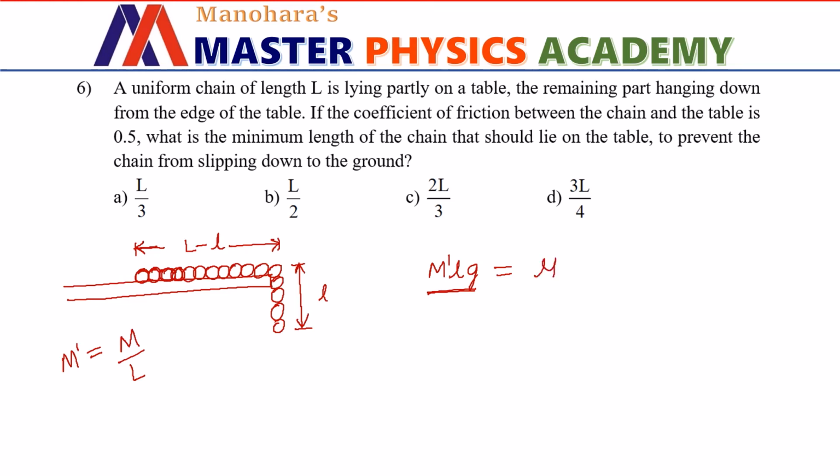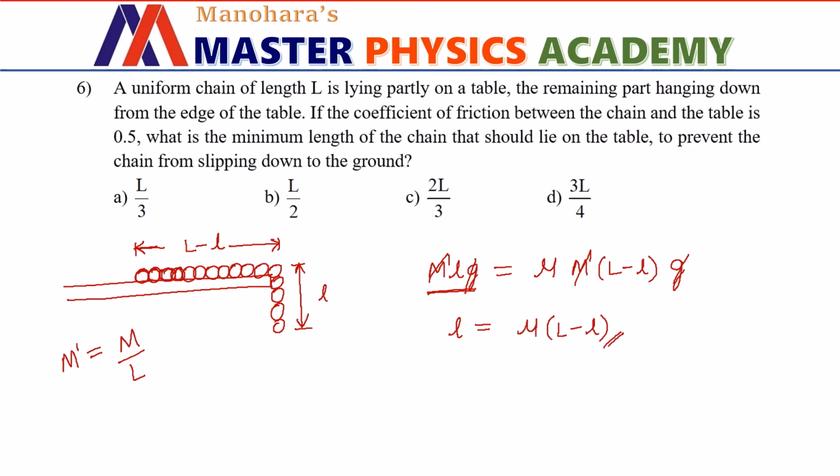Mu times, that is coefficient of friction, mu times the mass that is resting on the table, that is going to be m dash into (L minus l) into g. Now m dash g will be getting cancelled. So we have the formula: the length of the hanging part of the chain is equal to mu times the length of the resting part of the chain. We can use this as a shortcut formula in future.